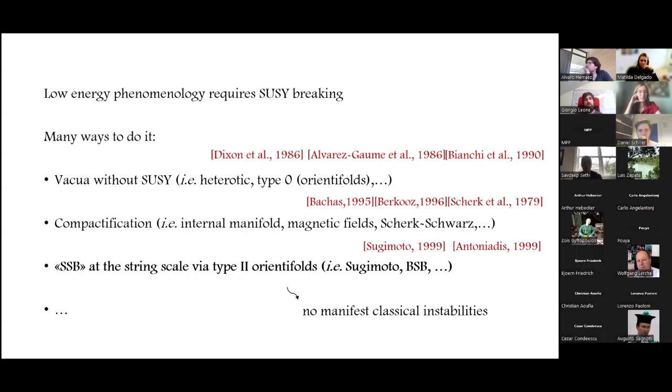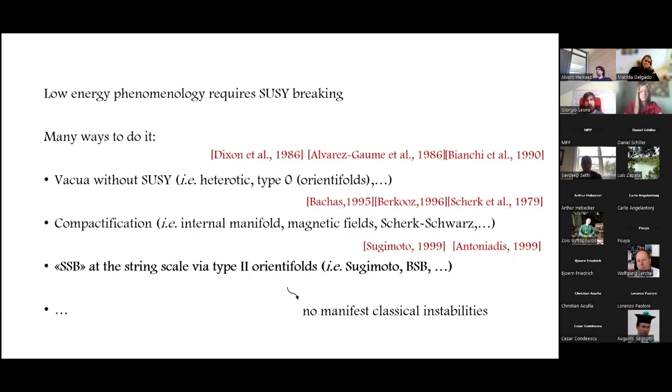But for instance, one can choose to start with non-supersymmetric vacua in which supersymmetry is absent by the choice of the GSO projection, as it happens, for instance, for the non-supersymmetric heterotic models or the type 0 superstring models and their related Orientifolds. Or one can start from a supersymmetric model and then break supersymmetry by the effect of compactification, such as choosing a proper internal manifold or turning on magnetic fields, or employing a freely acting orbifold, such as a Scherk-Schwarz compactification.